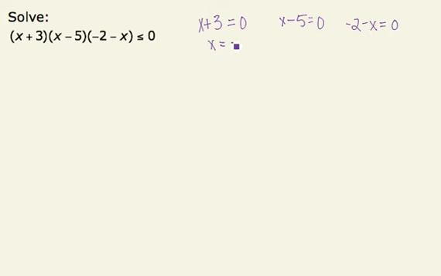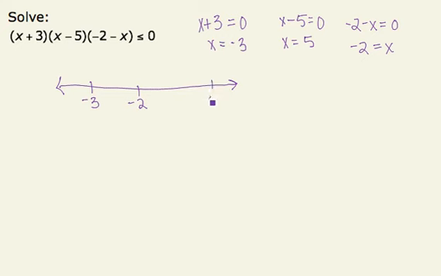So x equals negative 3, x equals 5, and negative 2 equals x, or x equals negative 2. These are critical values that I'm going to look at. I'm going to look at negative 3, negative 2, and 5.